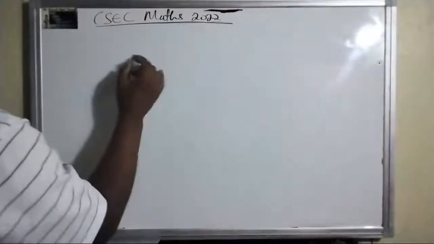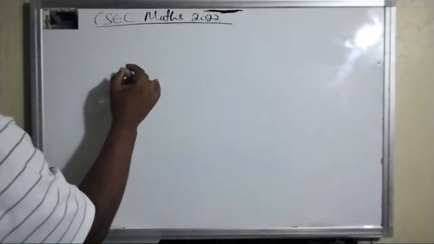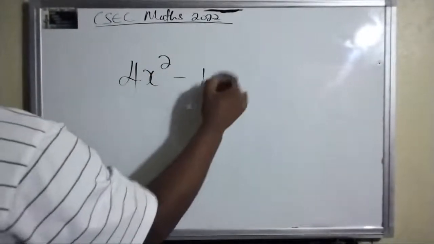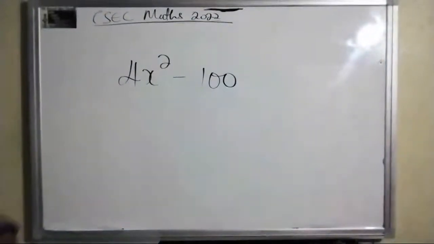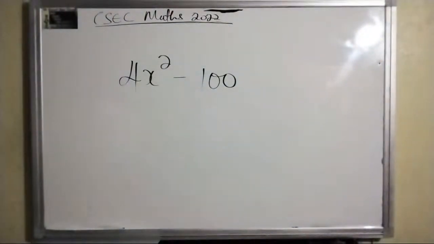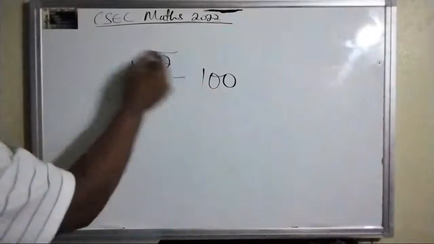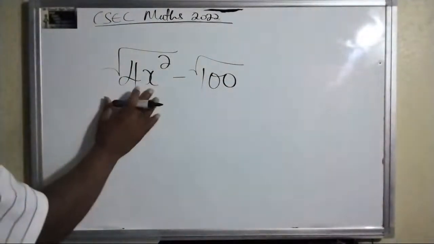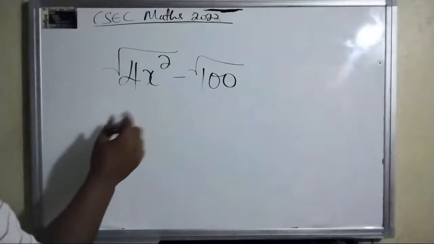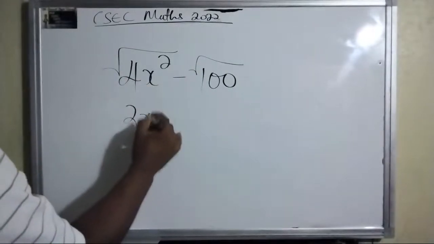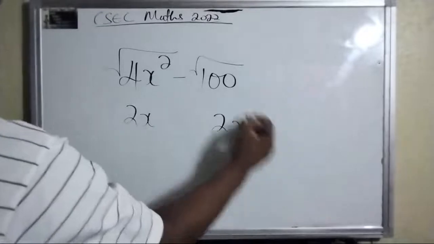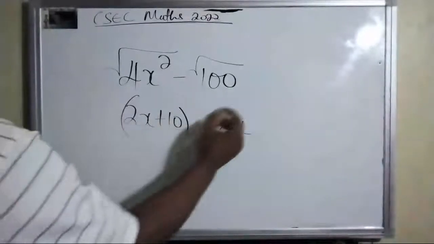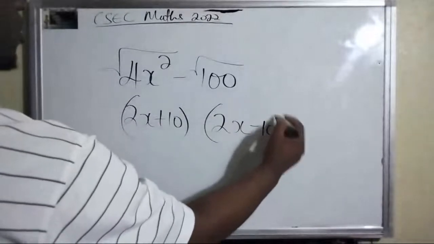I'm just going to put in another one. Let's say we have 4x squared minus 100, and they say factorize completely. Now this is a difference of 2 squares, so we find the square root of this and the square root of this. Which number multiplied by itself gives us 4x squared? That will be 2x. Similarly, 100 gives 10. One should be minus and one plus.